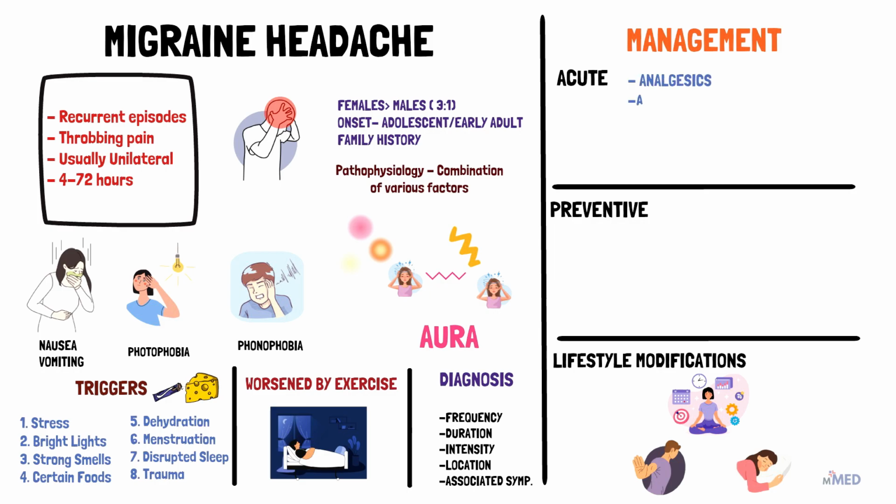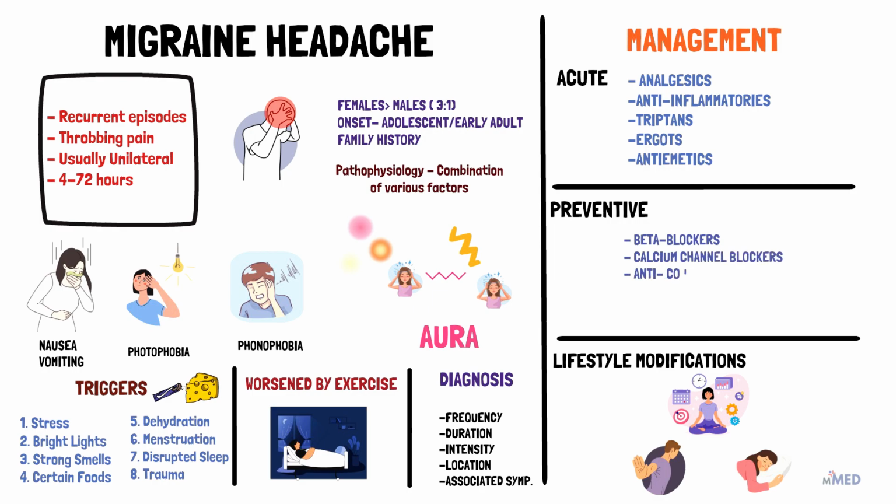Acute medications include analgesics, anti-inflammatories, triptans, and antiemetics. Preventive medications include beta blockers, calcium channel blockers, anticonvulsants, antidepressants, and monoclonal antibodies. It's important to know that triptans work best when taken early and are contraindicated in heart disease.